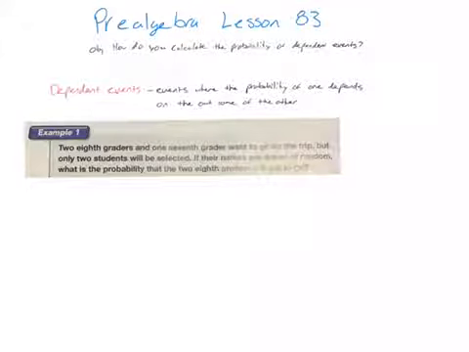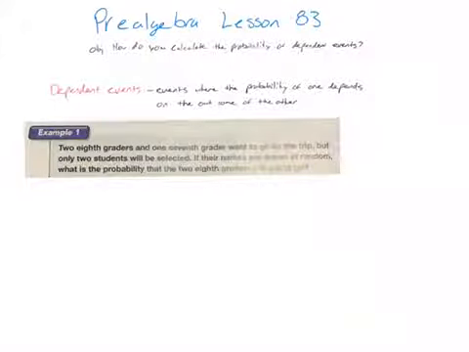Two 8th graders and 1 7th grader want to go on the trip, but only 2 students will be selected. If their names are drawn at random, what is the probability that 2 8th graders will get to go? So realize there's 3 names, and depending on whose name gets pulled out first will then affect the probability of how the next one will be able to go.